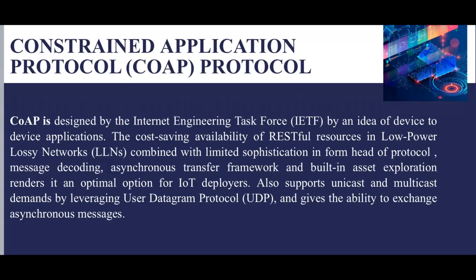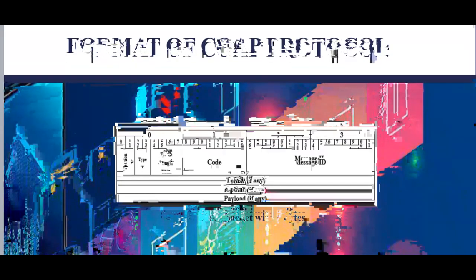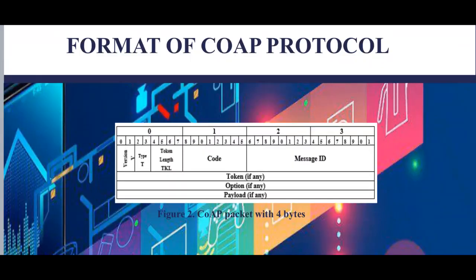Here we can see the format of the CoAP protocol, which consists of 4 bytes in the header. The first byte can be divided into 3 parts. The first 2 bits are for the version of the CoAP, and another 2 bits are for the type of message. We have 4 types of message in CoAP: confirmable, non-confirmable, acknowledgement for confirmable messages, and reset. The last 4 bits of the first byte are for the token length. If there is any option, more of the header follows.